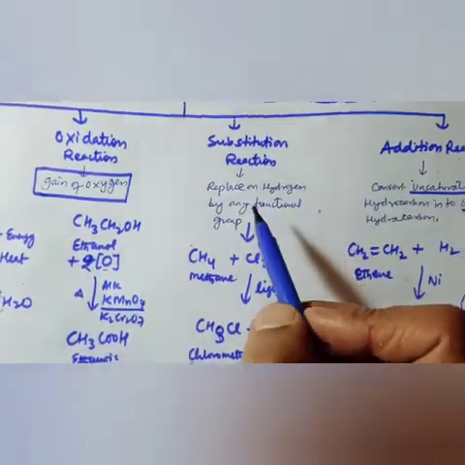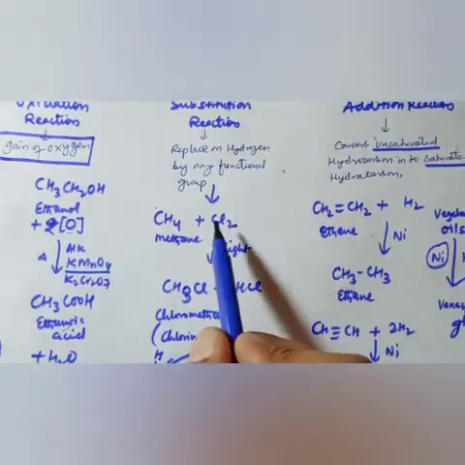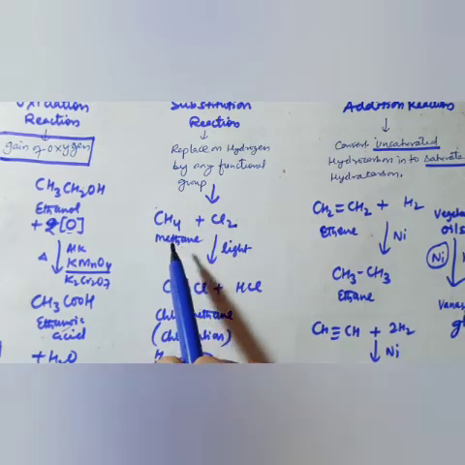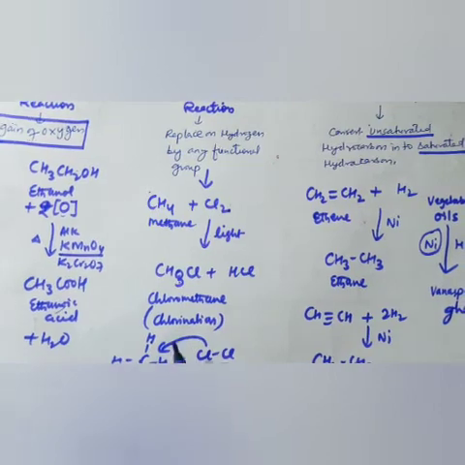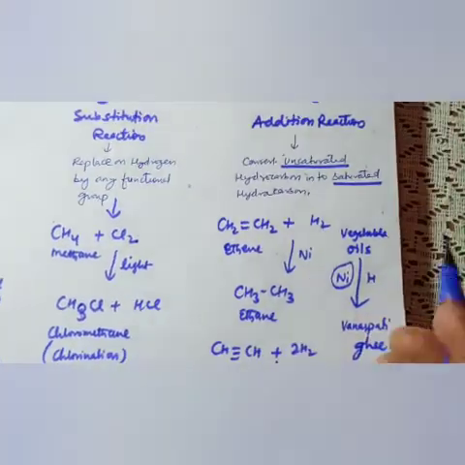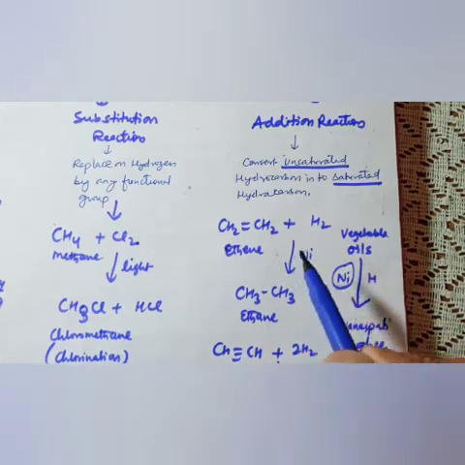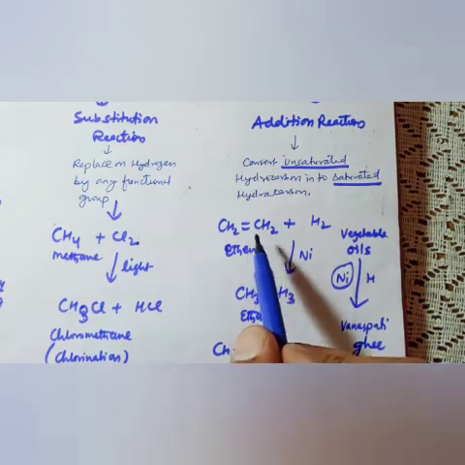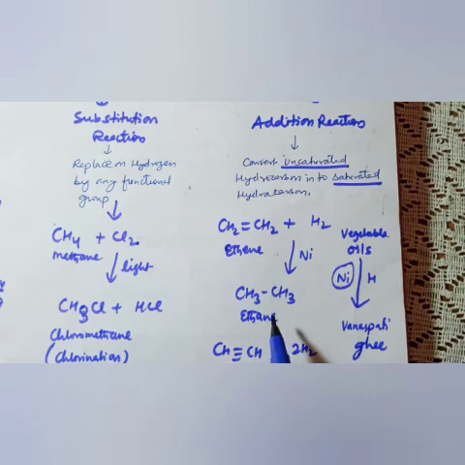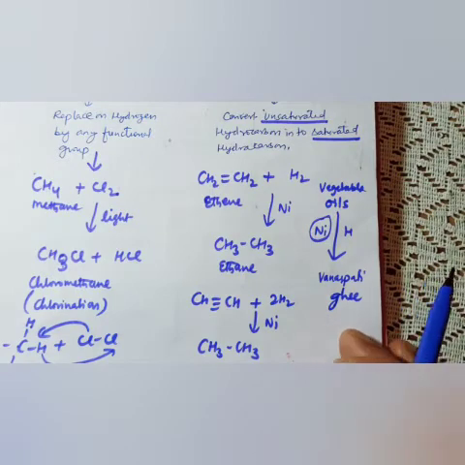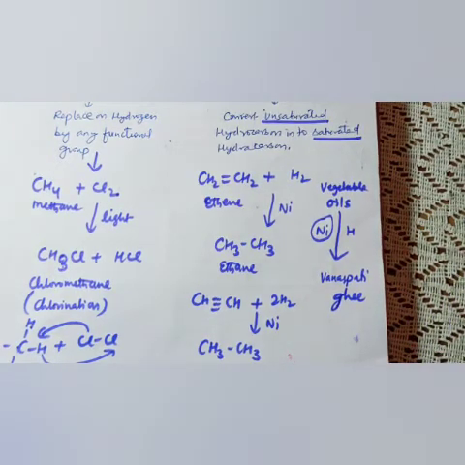Third is substitution reaction, in which one hydrogen will be replaced by any of the functional groups, like here chlorine is replacing, converting simple methane into chloromethane. Okay, this is called the chlorination process. Last, addition reaction, where unsaturated hydrocarbon is converted into saturated hydrocarbon, meaning double or triple bonded carbon will change into single bonded carbon in the presence of nickel. Or you can say vegetable oils will convert into Banaspati ghee. Okay, so this is all about the chemical properties of carbon compounds.